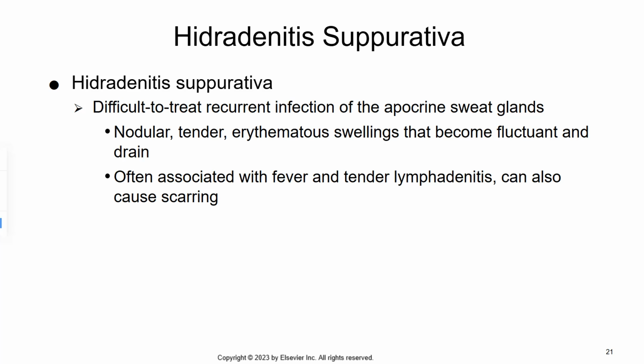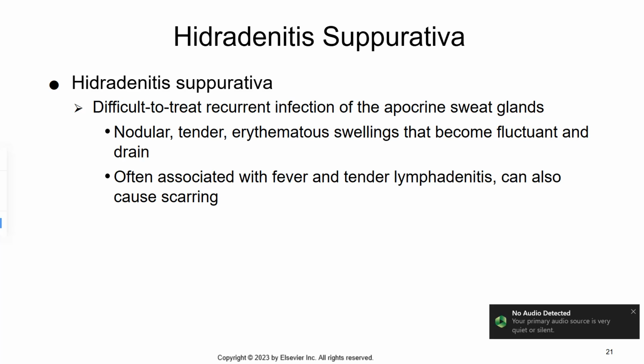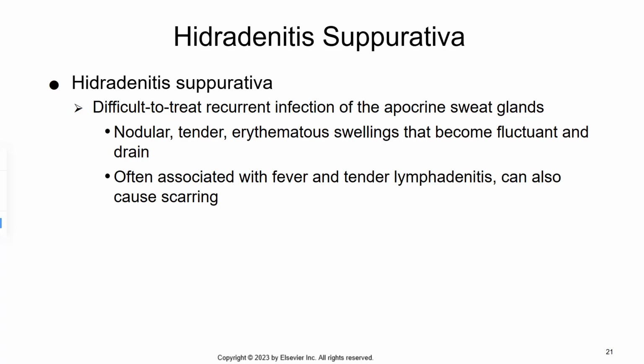Hidradenitis suppurativa. It's a difficult to treat, recurring infection of the apocrine sweat glands: nodular, tender, erythematous swelling that becomes fluctuant and drains. Often associated with fever and tender lymphadenitis, can also cause scarring.